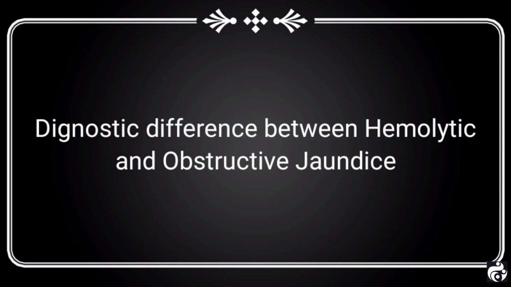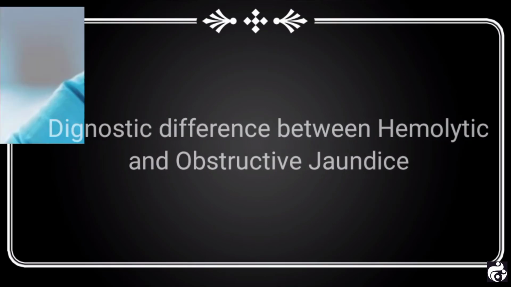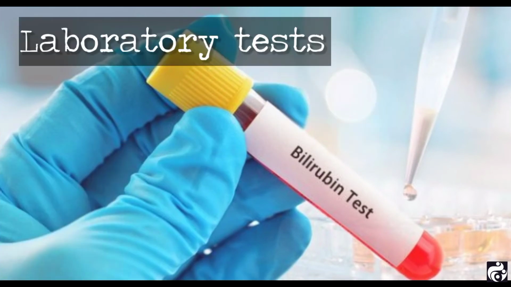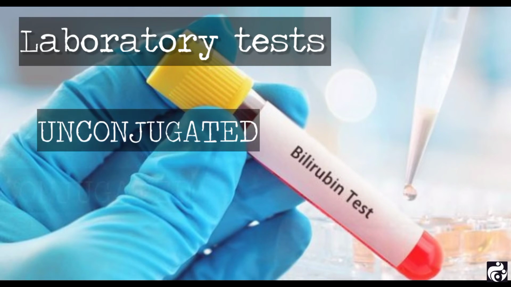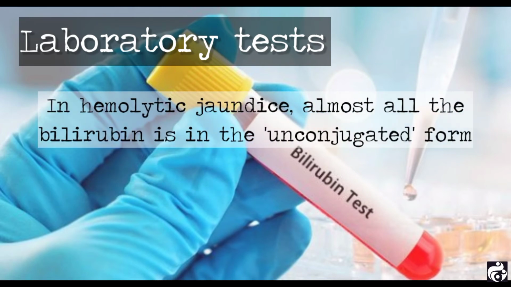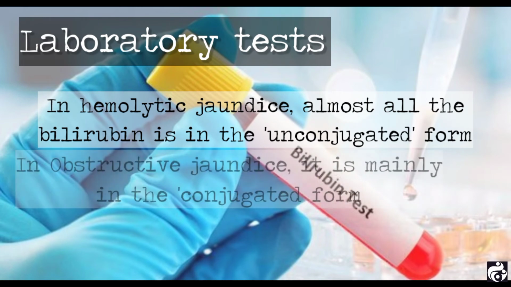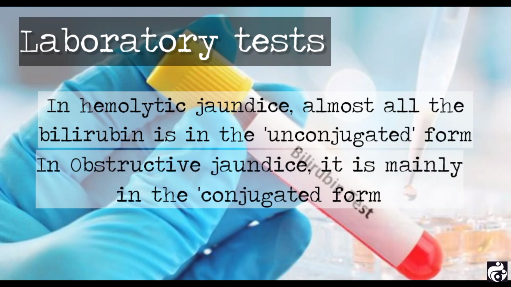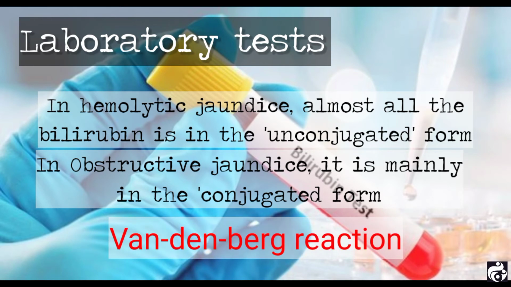Diagnostic difference between hemolytic and obstructive jaundice. Chemical laboratory tests can be used to differentiate between unconjugated and conjugated bilirubin in the plasma. In hemolytic jaundice, almost all the bilirubin is in the unconjugated form. In obstructive jaundice, it is mainly in the conjugated form. A test called van den Bergh's reaction can be used to differentiate between the two.